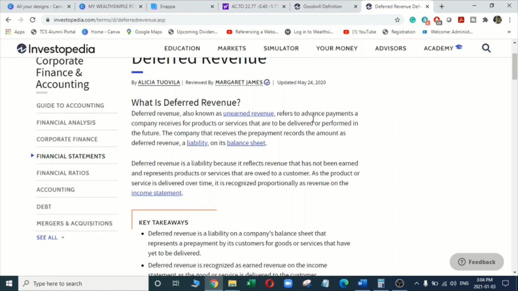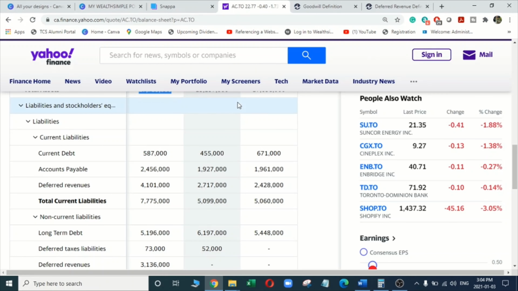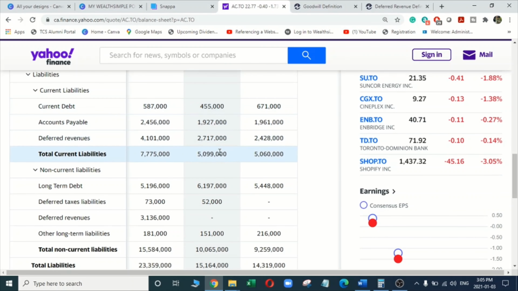The company that received the prepayment records the amount as deferred revenue, a liability on its balance sheet. In the case of Air Canada, it means that the company may have booked some flights that will be used in the future, but haven't been utilized as of now. That means none of its customers has used the tickets they have pre-booked, right? So this is the deferred revenue. These are some of the main parameters in the liability terms.